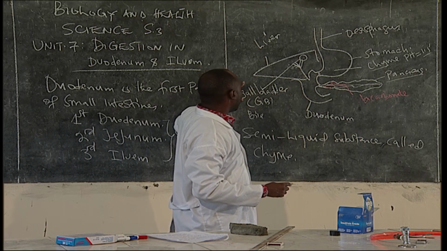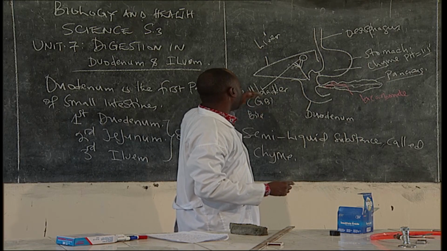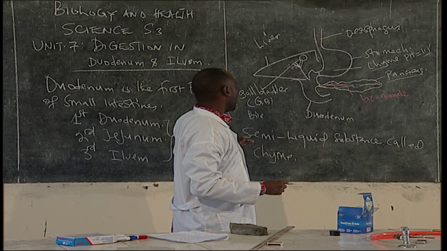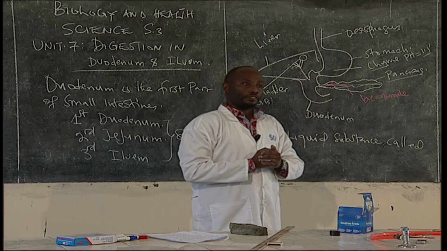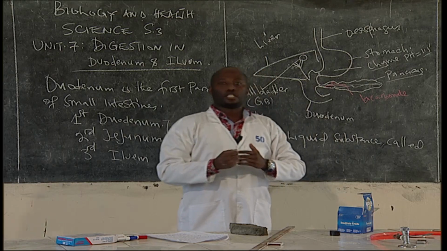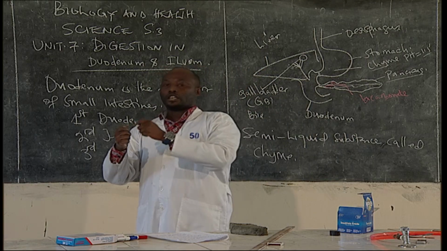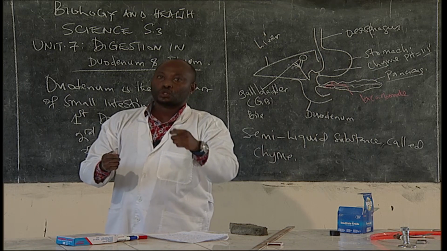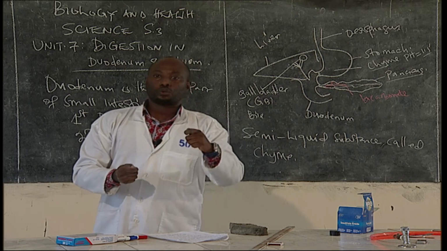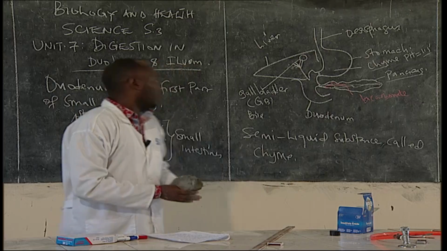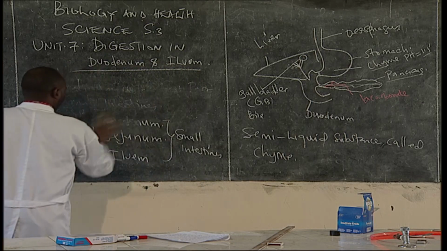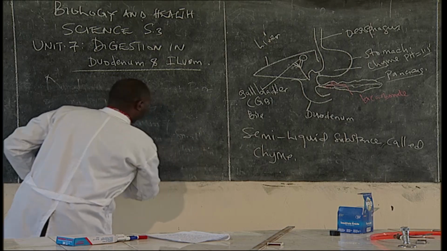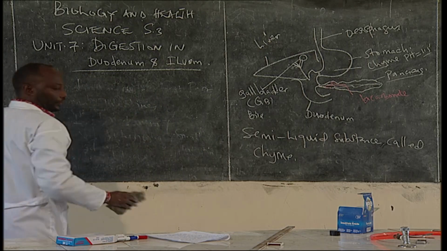The gallbladder produces what you call bile, and bile is very important for the function of emulsification. If I say emulsification, that is breaking large droplets of fats into smaller droplets of fats so that they can be dissolved in water. Now, let's talk about digestion in the ileum.